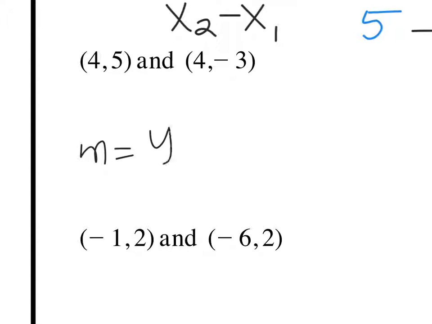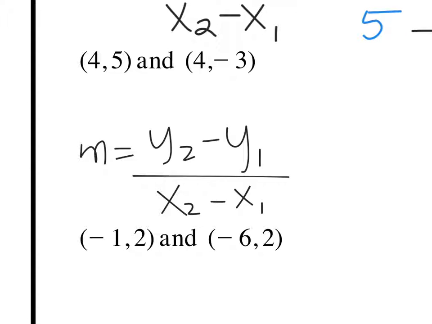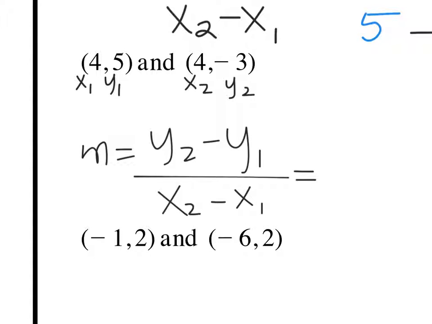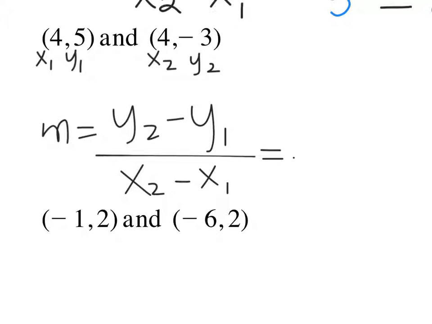m equals y2 minus y1 over x2 minus x1. Change in y over change in x. And you label your points. First point, x1, y1. Second point, x2, y2. And then you just plug it in. But before you do that, I would draw the fraction bar and I would put the subtraction signs. That way you remember, even if you have a negative, you got to keep that subtraction. It does not replace the negative sign.